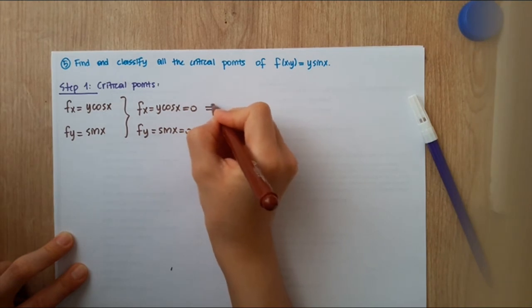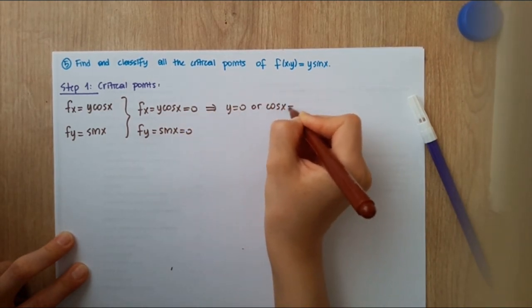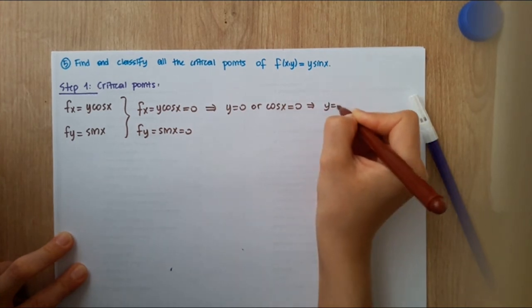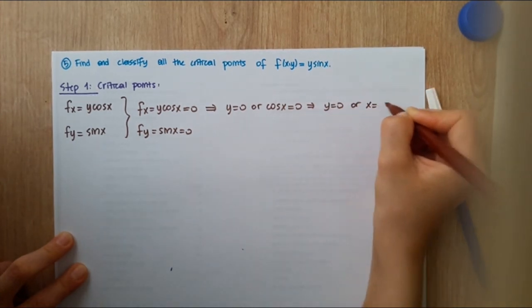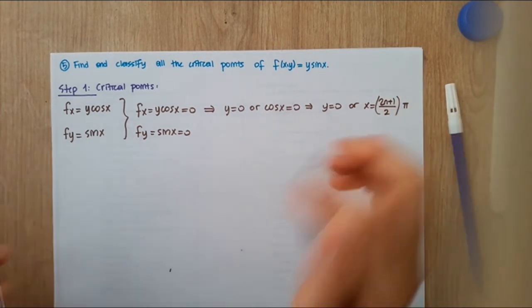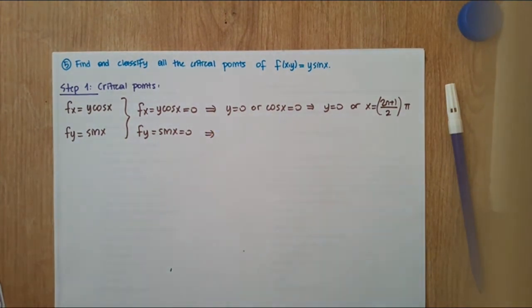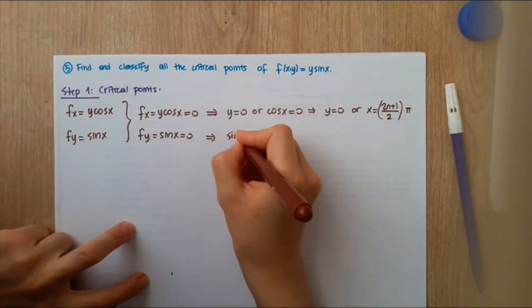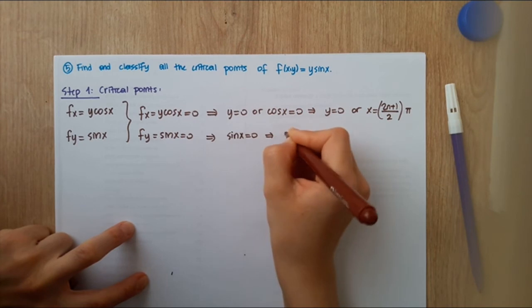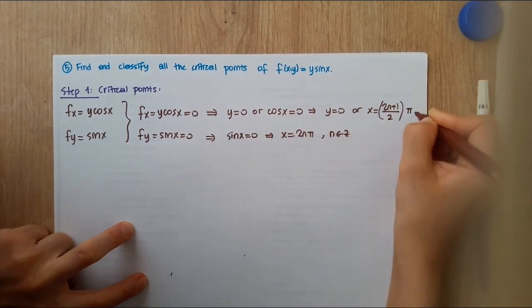From the first part, I have y is 0 or cosine x is 0, which means y is 0 or x is (2n+1)/2 pi. And here, sine x is 0, which means x is 2n pi. And again, n is an integer.